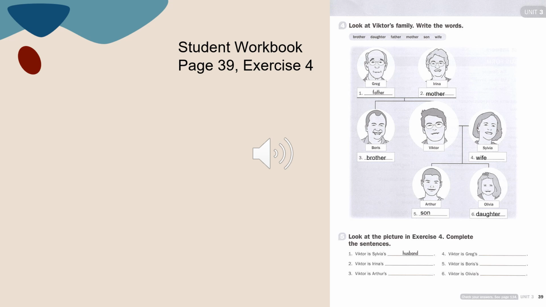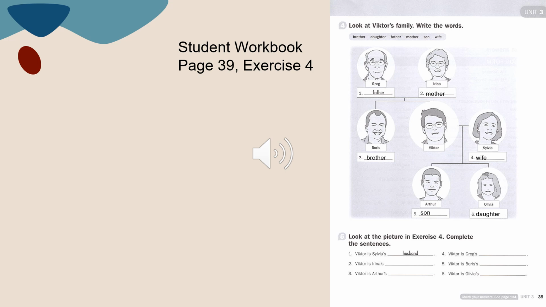Here are the answers for exercise 4. And remember, I had to choose from the terms at the top. Either I was going to use brother, daughter, father, mother, son, or wife. And Greg was the what? The father. Irina is the mother.